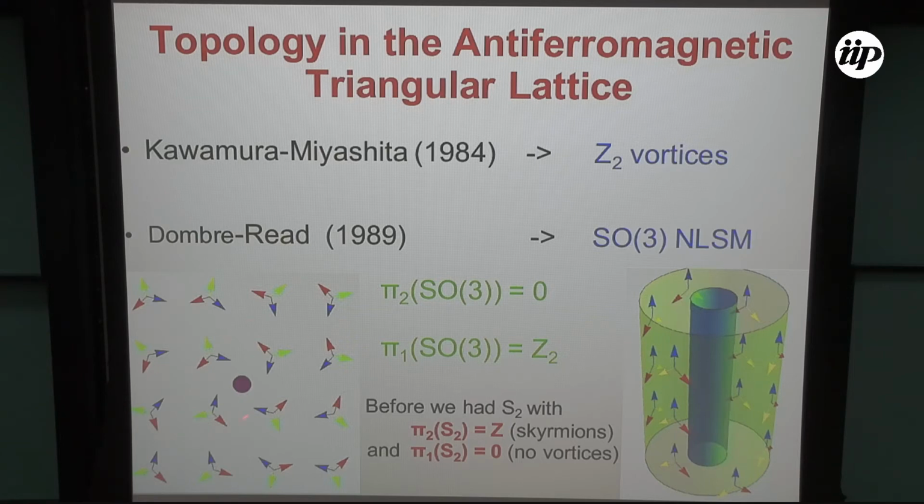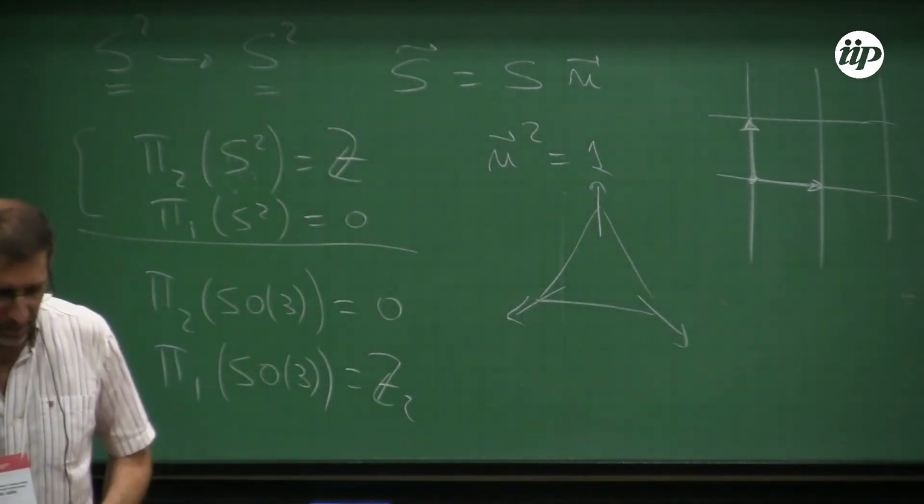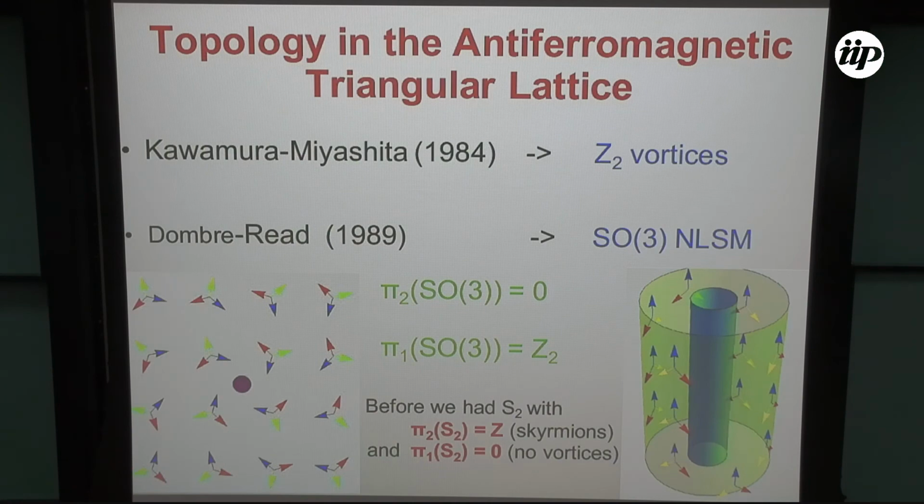And these are the two pictures for different vortices. This is recycled in nicer colors from the original paper by Kawamura and Miyashita. So essentially what you see is that now you have this SO(3) order parameter. That means that you have triangles with three spins. So if you have the triangular lattice, you will have an arrangement like this. So this is why you have now an SO(3) order parameter. Here I'm depicting one kind of vortex, and here another kind of vortex, not to enter into details. They have charge one, but different energies.